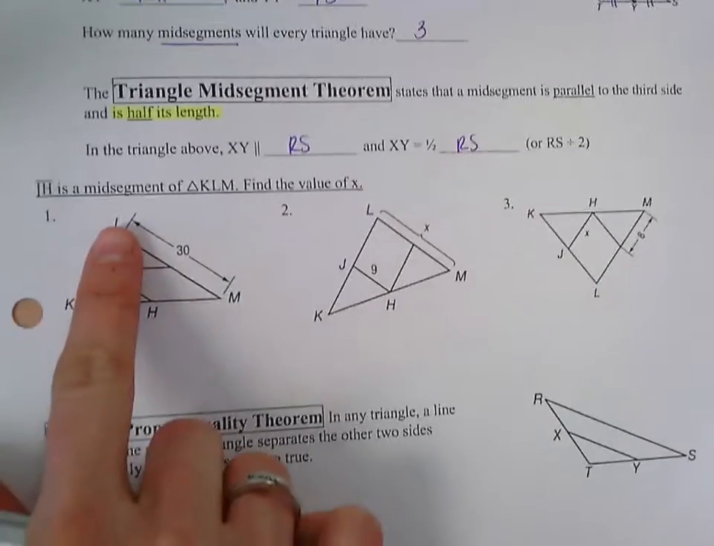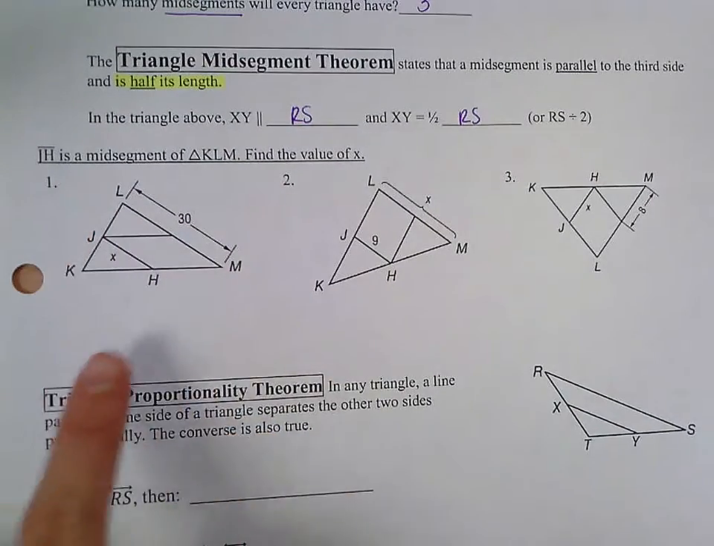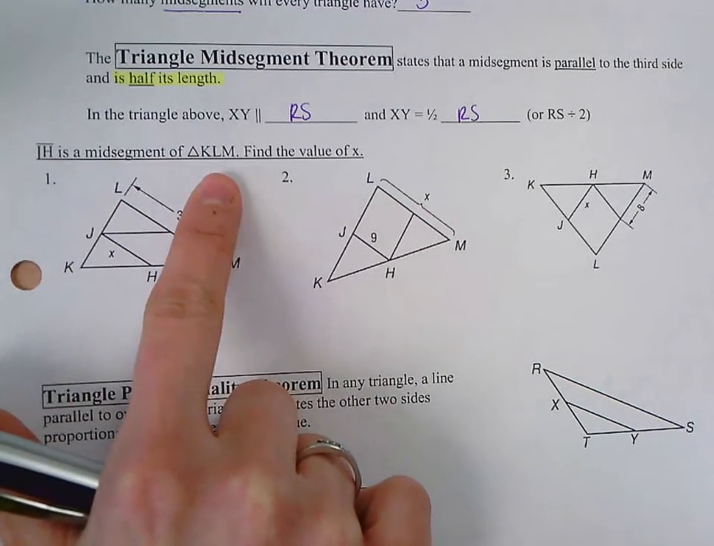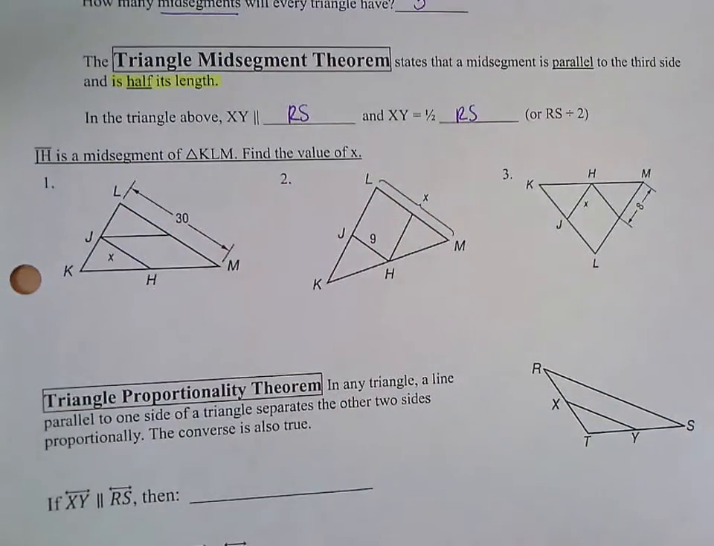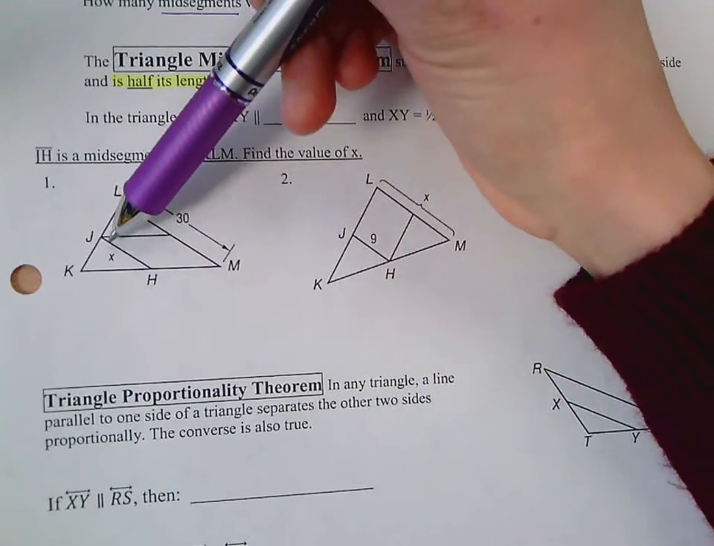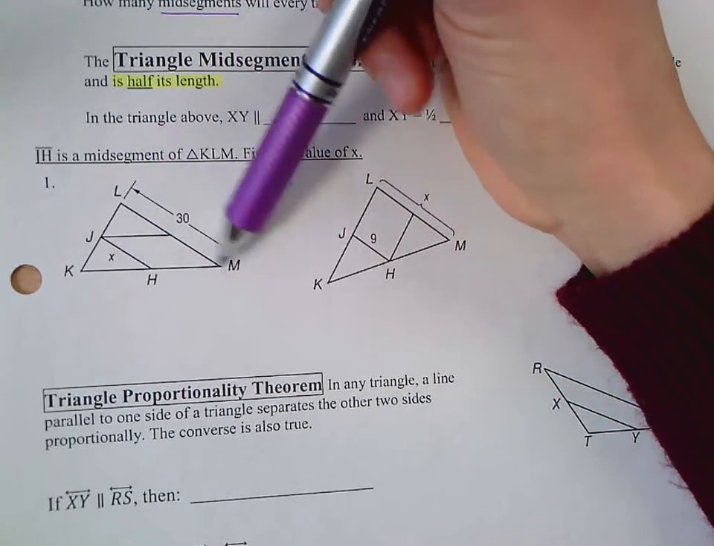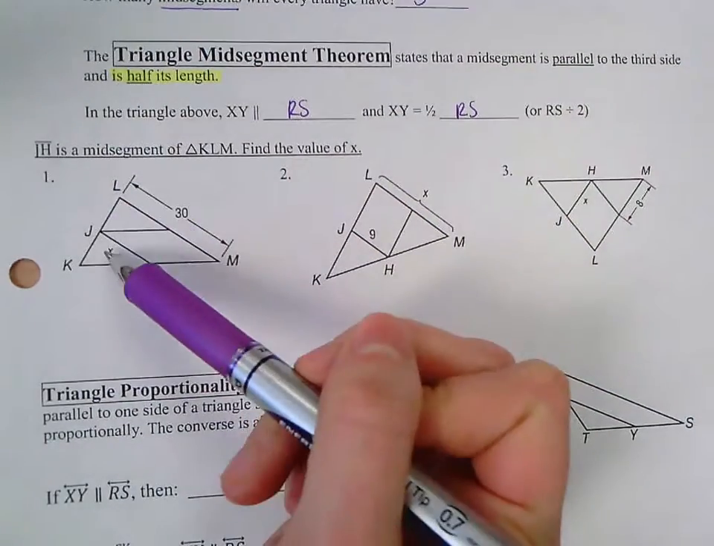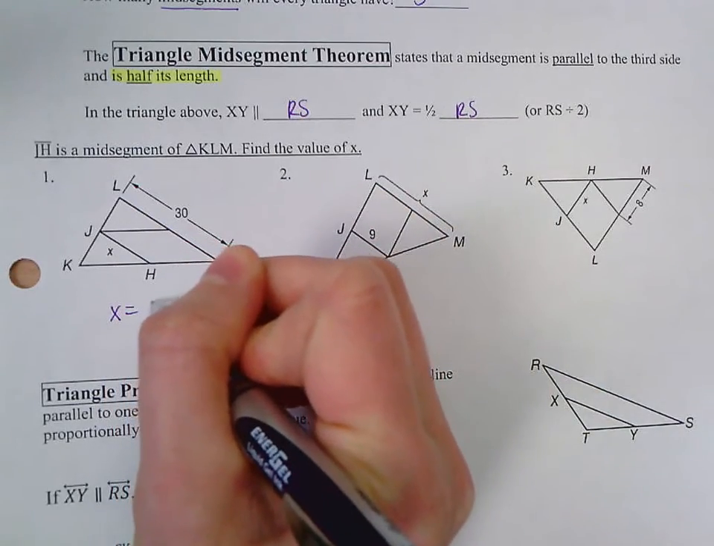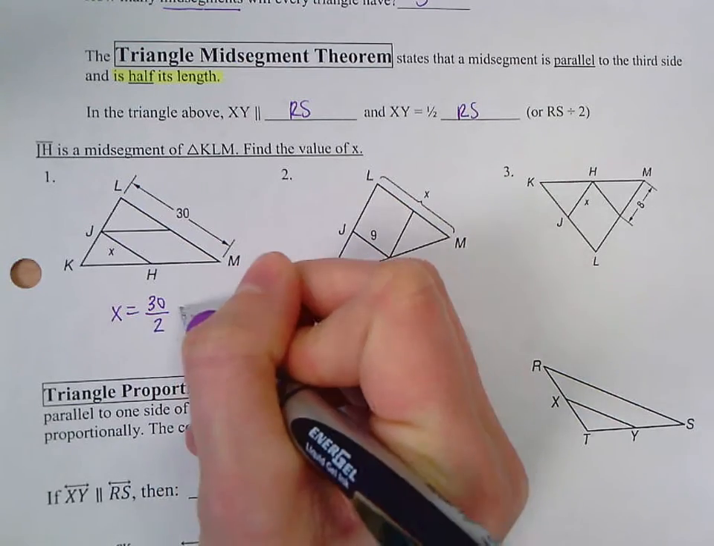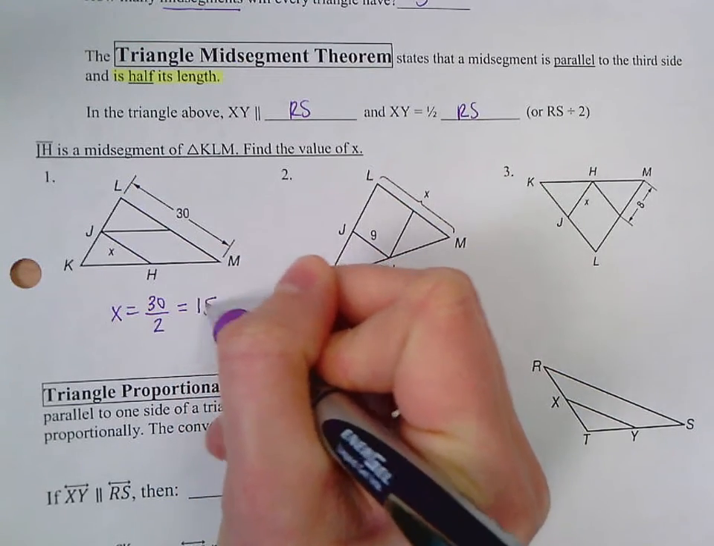So in these three examples, it tells you that JH is a mid-segment of triangle KLM, and it says to find the value of X. So in example 1, if JH is the mid-segment, that means it's parallel to LM, and it also means that it's half of its length. So if LM is 30, JH would be 15. So I'm going to write this here just if you want to include it in your notes to know how you're getting that. It'd be equal to 30 divided by 2, so it would be 15.